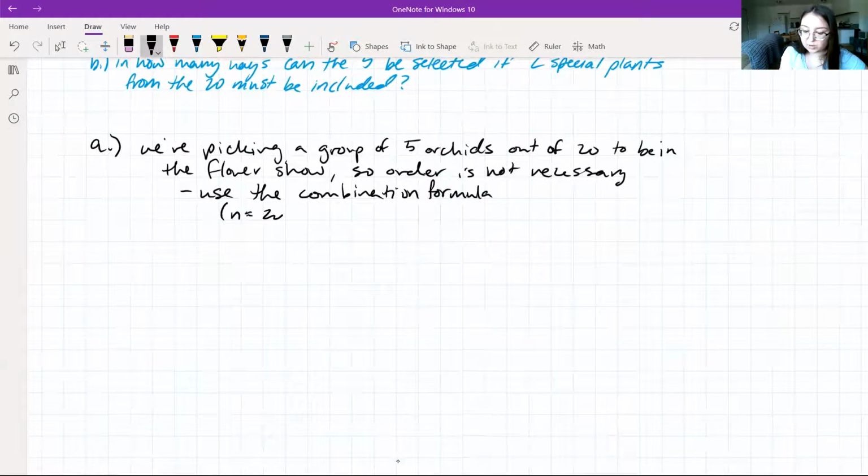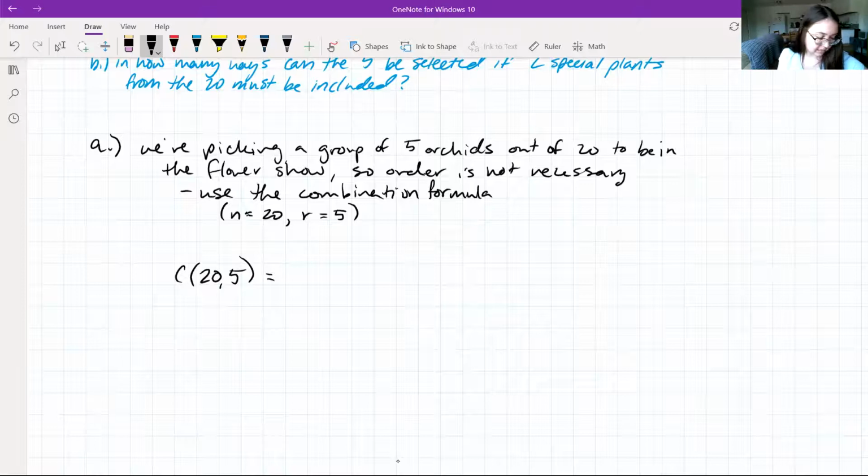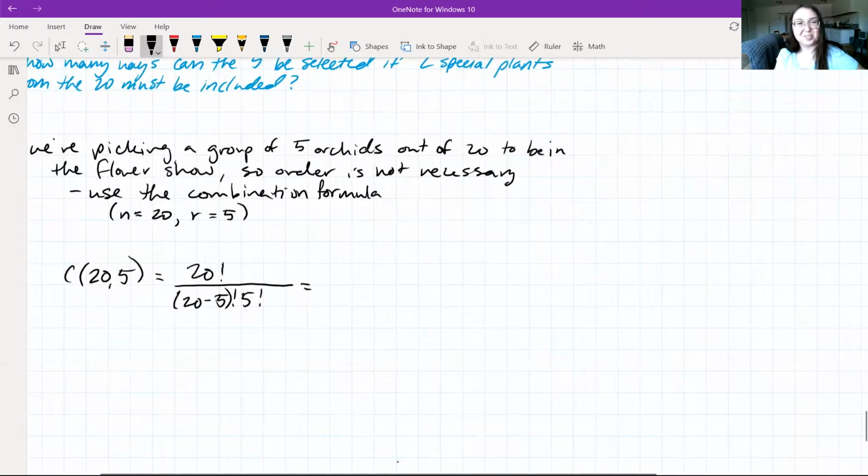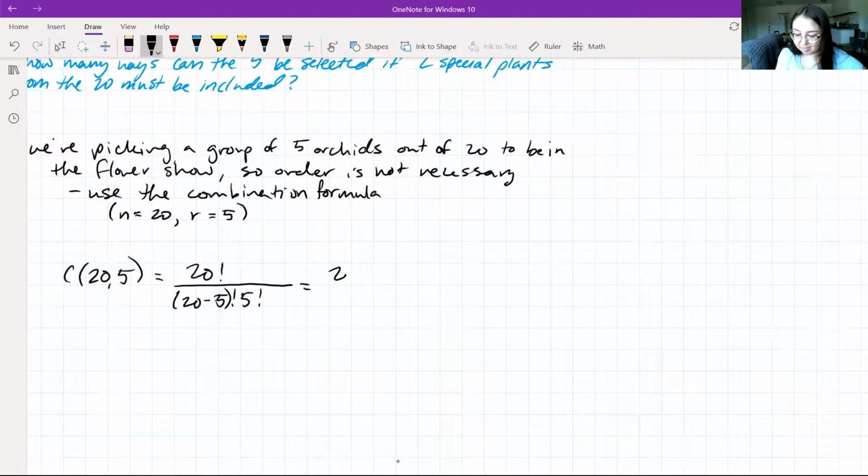We have that n is going to equal 20 and r is going to equal 5 because we're taking 5 out of 20. So we get that our combination of 20, 5 is going to be equal to 20 factorial divided by 20 minus 5 factorial times 5 factorial. Just like all the other times, let's simplify to 20 factorial over 15 factorial times 5 factorial. If you're using an online calculator or any other calculator, feel free to calculate the value at this point, but let's write it out by hand.